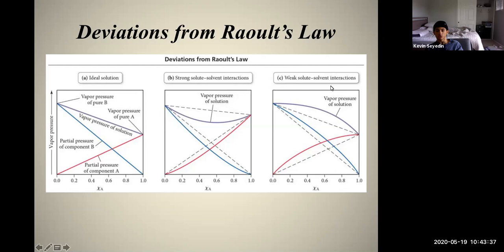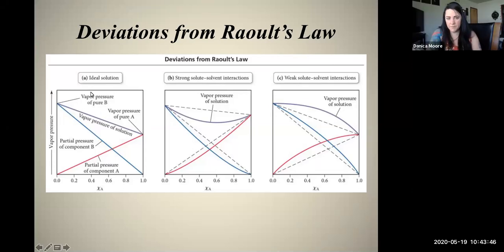I wasn't interpreting the graph correctly. I didn't see that the dashed line is where it should be. Yeah, so this is the ideal behavior, where there's no change. And this is the actual behavior based on these different types of solute-solvent interactions.